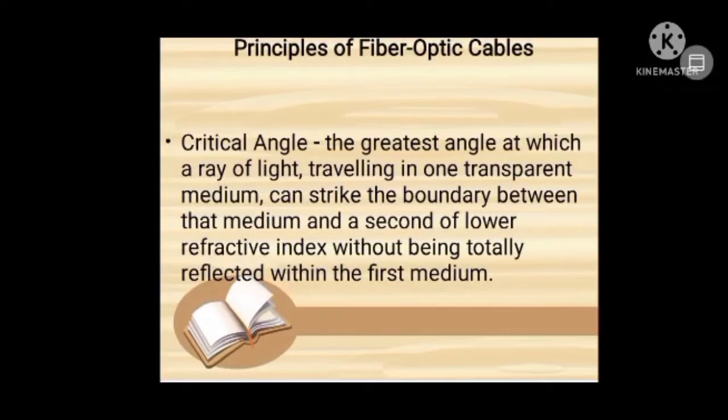So what is critical angle? Critical angle is the greatest angle at which a ray of light traveling in one transparent medium can strike the boundary between that medium and the second of lower refractive index without being totally reflected within the first medium. So basically, critical angle is the smallest possible angle at which light rays are totally reflected.